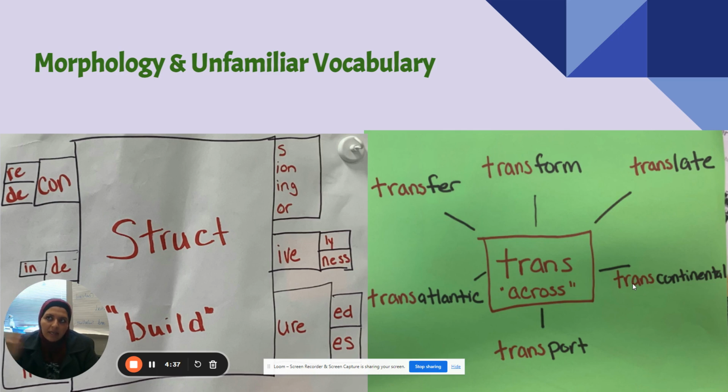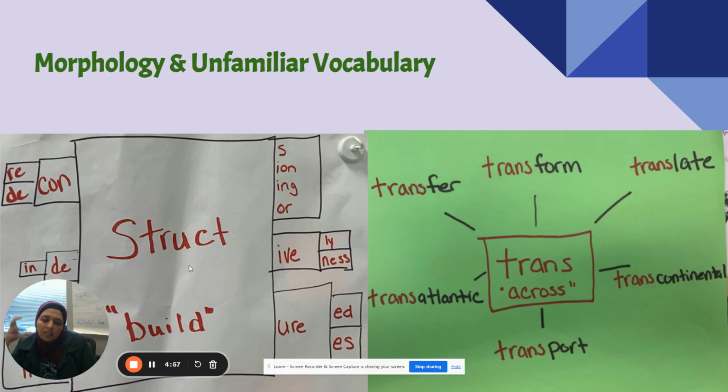This is not necessarily a context clue technique. This is more of a morphology technique because we've been working a lot on morphology. In class, we have a morphology wall with a lot of morphemes. Morphemes are the smallest unit of a word that actually has meaning. So we have been working on prefixes, suffixes, and a lot of root words, right? And let's try to review some of these.